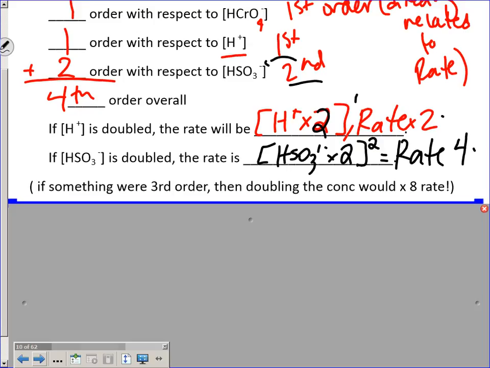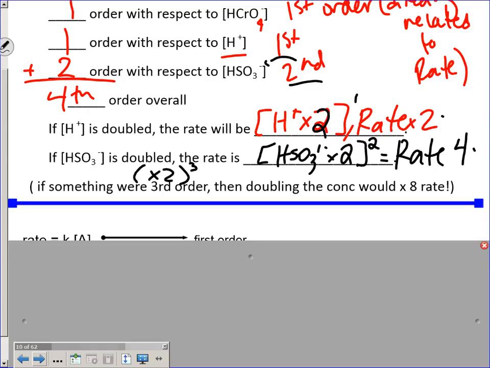If something were third order and I double the concentration, doubling the concentration to the third order, what's 2 to the third? Okay, just really hoping no one said 6. Okay, what's 3 to the third? 27. No one said 9. Okay, we're doing great, guys. We are mathematically sane.